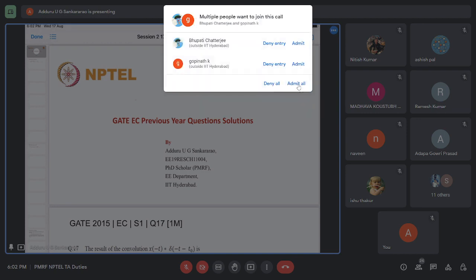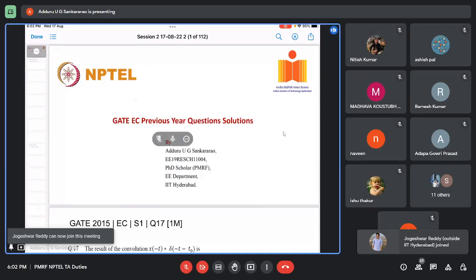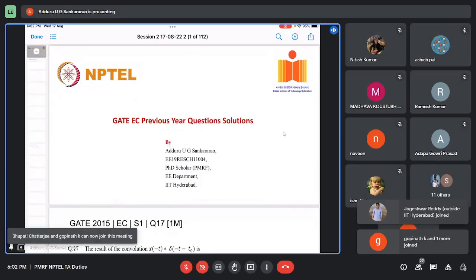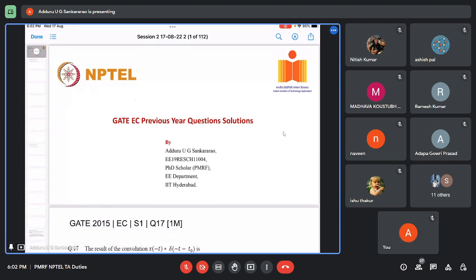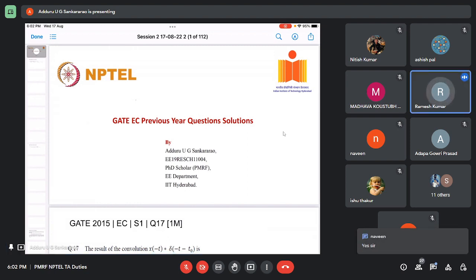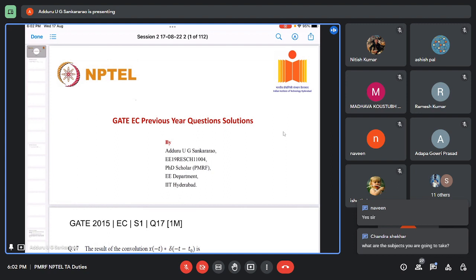Before that, I want to ask one thing. Have you guys done this Fourier transform and sampling? I think you have studied these things, right? Continuous time Fourier transform and discrete time Fourier transform. Can somebody say yes? Yeah, fine.